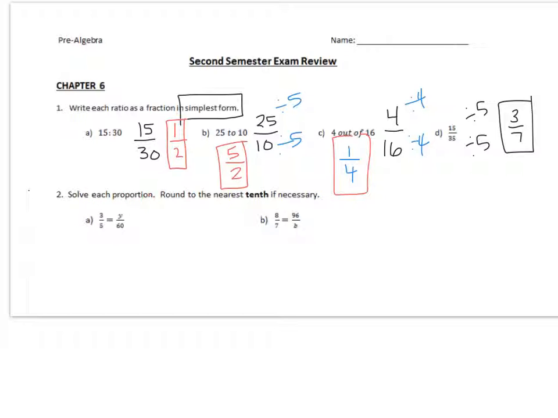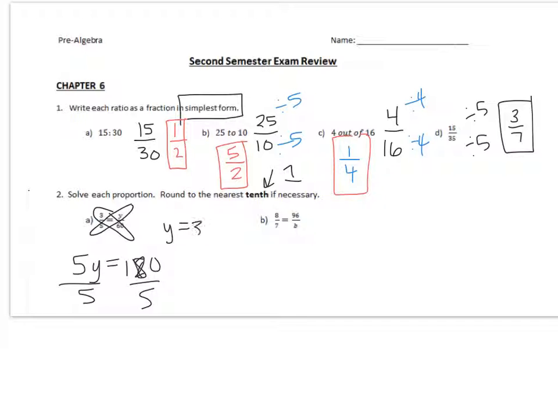Solve each proportion, round to the nearest tenth. So tenth means 1 decimal place. So to solve the proportion, I'm going to multiply. 5y equals 3 times 60, which is 180, and divide both of these by 5. So 180 divided by 5 is 36. So y equals 36.